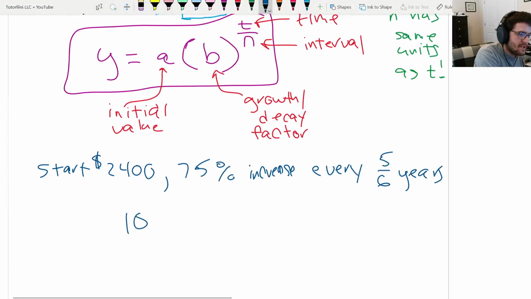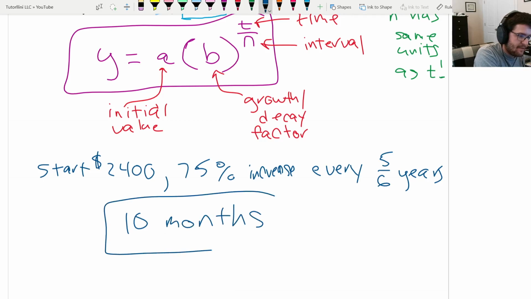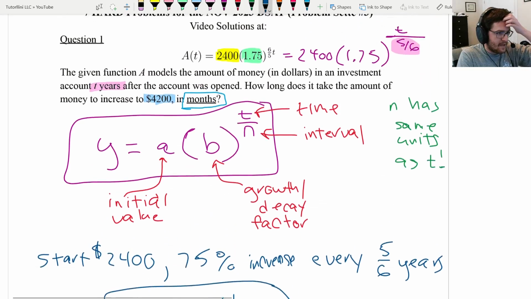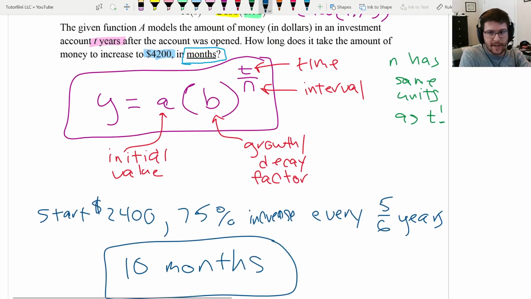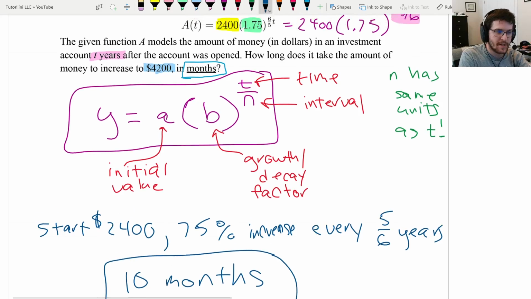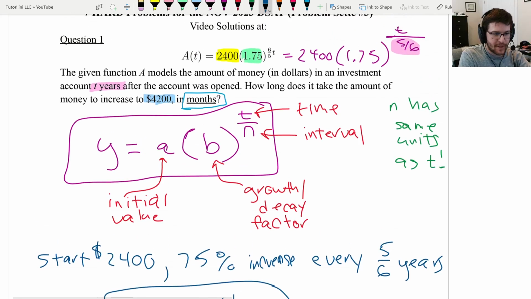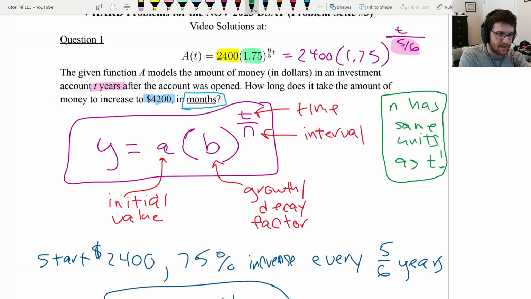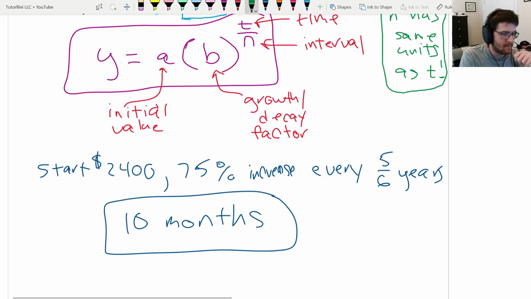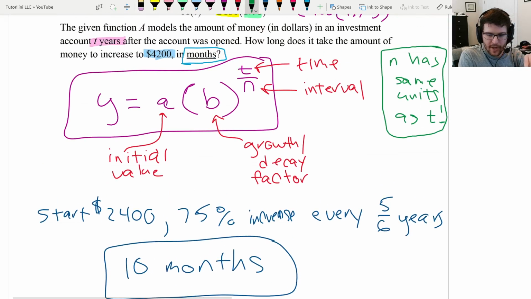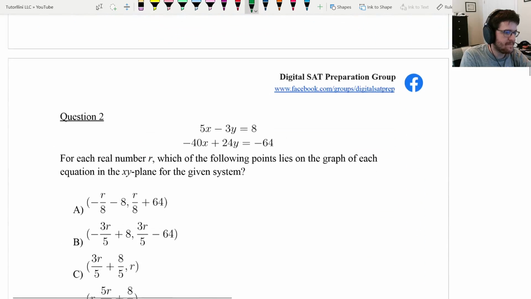Please make sure you understand every little bit of intricacies about this equation I wrote on the board. a is your initial value, b is your multiplier, which often has something to do with percent change, which we talked about in other videos. n is your interval. The interval n has to have the same units as t. So sometimes they ask you to convert the interval, so pay close attention to that. Okay, answer is 10. Let's go on to question 2.